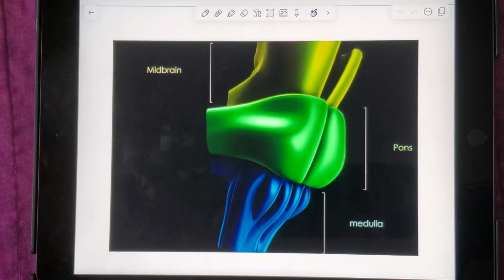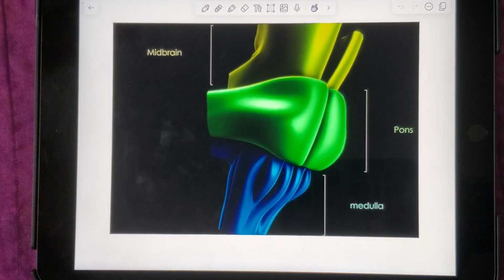The medulla oblongata is sometimes referred to just as the medulla. It is the most inferior area of the brainstem and is immediately superior to the spinal cord. The medulla is responsible for regulating some of life's most basic functions like breathing, dilating and constricting blood vessels, and swallowing.